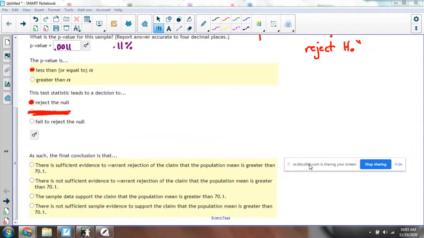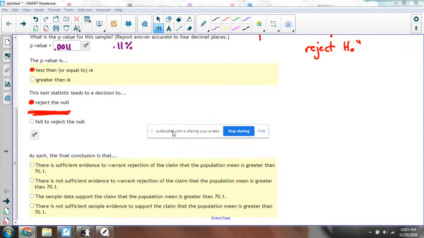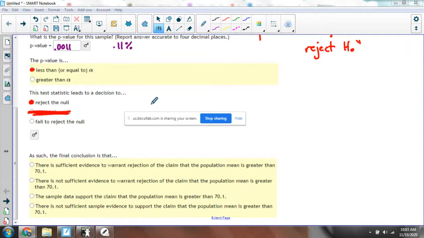But it says, let me move that over here. There is sufficient evidence to warrant the rejection of the claim that the population mean is greater than 70.1. We're not rejecting that claim, we're accepting that. There's not sufficient evidence to warrant the rejection of the claim. No, we're not rejecting the alternative. We want to accept the alternative. The sample data support the claim that the population mean is greater than 70.1. That's what we want. We've shown the alternative must be true. So based on our sample, we've shown that it is greater than 70.1. Does that make sense?